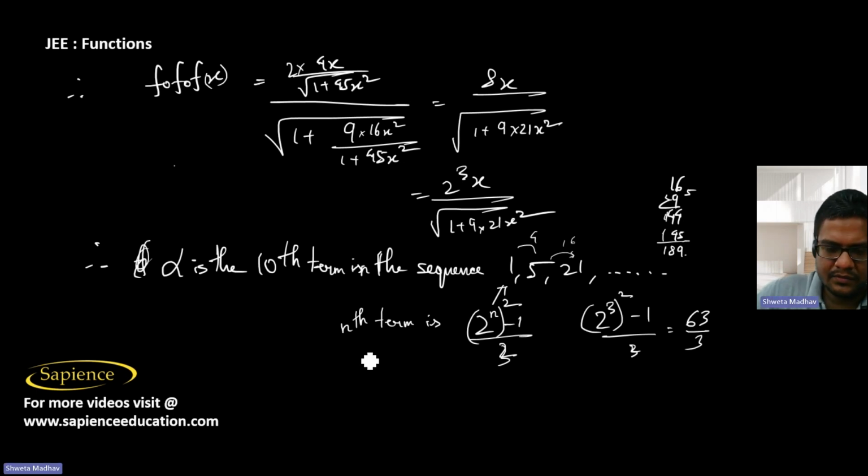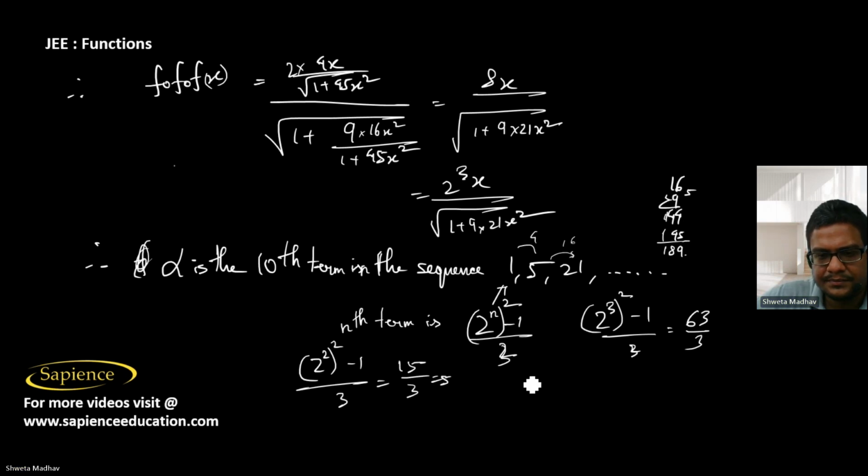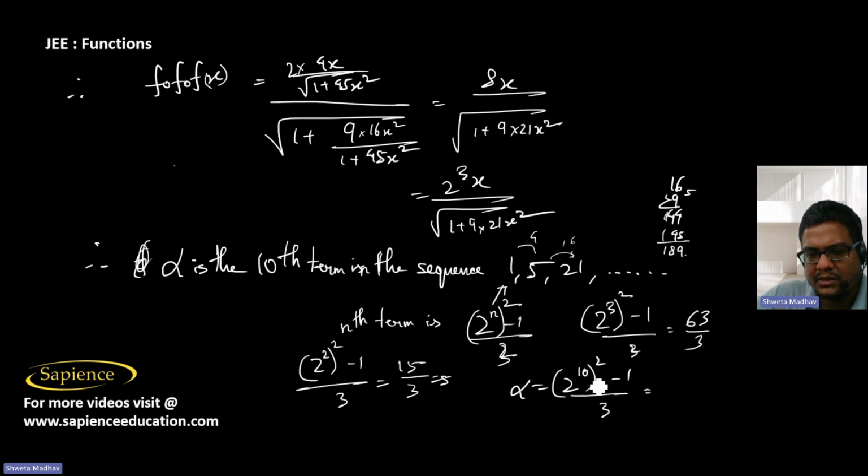For example, 5, how will we get it? We will do 2 power 2 whole square minus 1 by 3. Since this is 4, square, 16 minus 1, 15 by 3, that is 5. Alpha is the 10th term. So therefore alpha will be 2 power 10 whole square minus 1 by 3. So this will be 2 power 10, that is 1024 whole square.